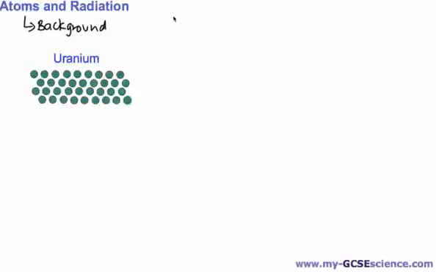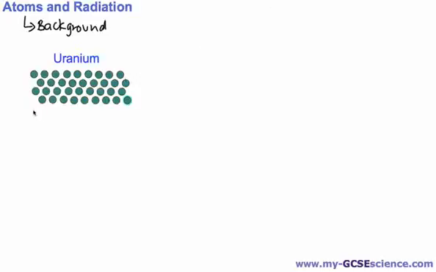Hello and welcome. We are looking at the topic of atoms and radiation, and in particular we're going to look at something called background radiation. Now by radiation, or radioactivity as it is sometimes called, or nuclear radiation, we need to understand what that actually means, and I'm going to use the example of a substance called uranium, which is an element, and it has isotopes that are radioactive to varying degrees.